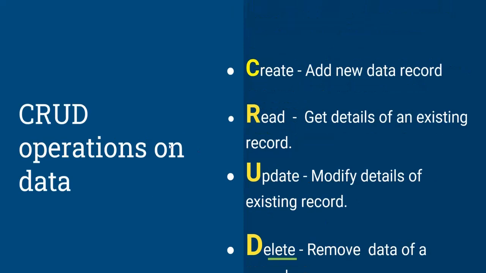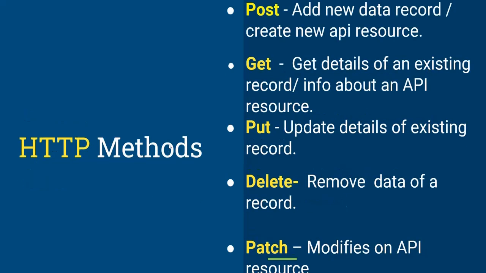If you want to modify the details of an existing record, you use update in the database CRUD operations. In HTTP methods, you are going to use put. So post means creating a new record, get means retrieving the existing record, put means updating the existing record. And then delete, the name itself is self-explanatory. We are going to delete the record or delete a resource from the API.